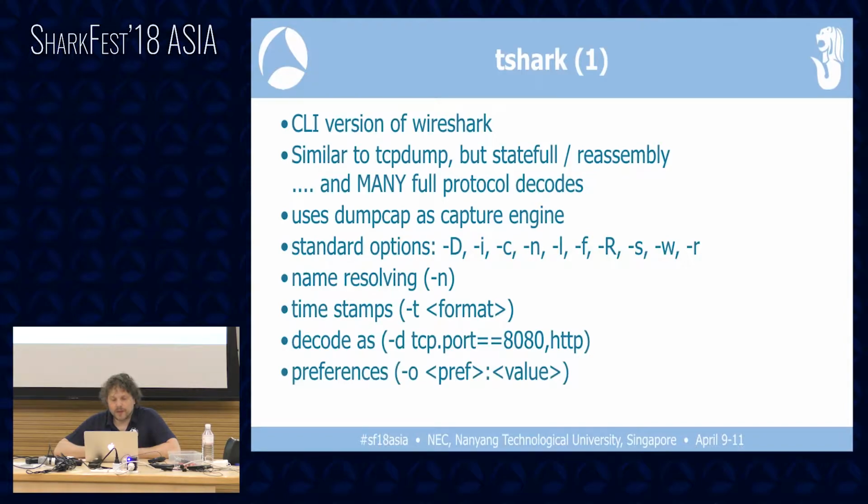And if you want to use a certain preference value, like reassembly on or off, you can do that with -o. You have to find out your preference name, and then use a value that you want. I can show that later. You can also use -C to select a certain profile. So if you have built a profile in Wireshark, you can select it with -C.